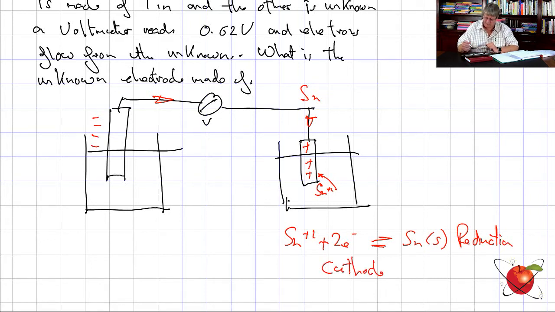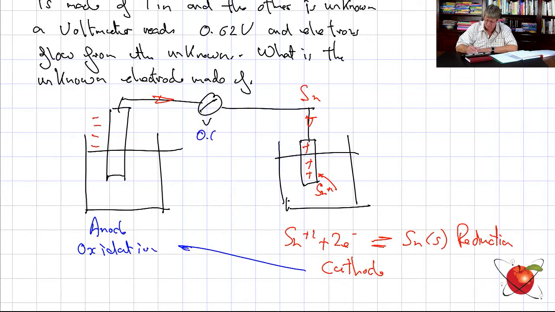On the other side, we've got the unknown. This must be the anode, because over here I must have oxidation. That has to be true because it's the opposite of that. So this one is dissolving. And we know the voltage given is 0.62. So far so good.